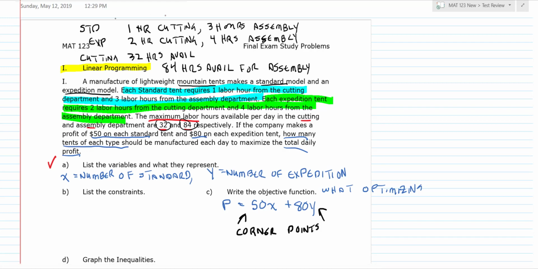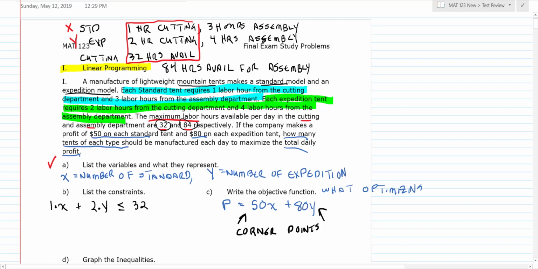We have a standard tent, which is X, an expedition tent, which is Y, and we have this stuff for the cutting department right here. That's your information. That's an inequality right there. So we would say 1 hour for a standard tent, which is X, plus 2 hours for an expedition tent, which is Y, is less than or equal to the 32 hours that are available for the cutting department. Then the other thing it says, it starts putting together all this information about the assembly department.